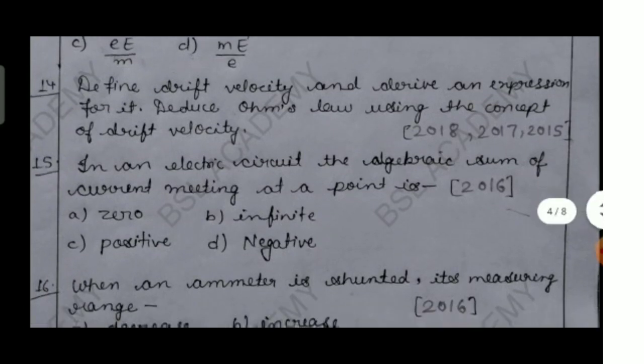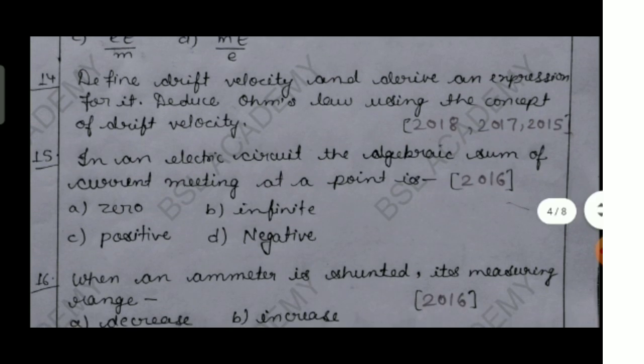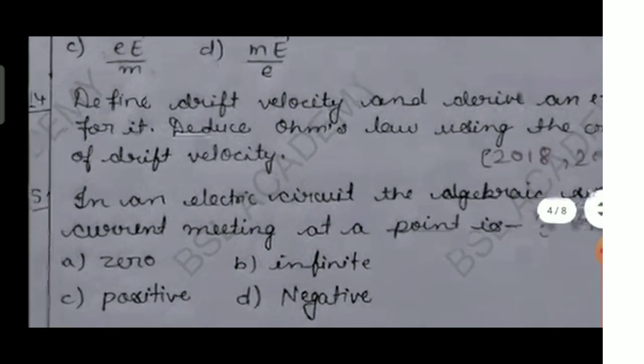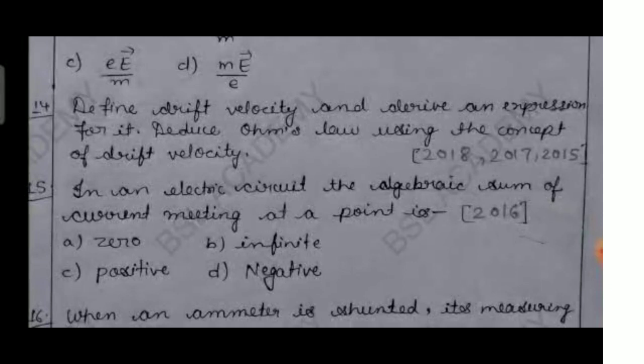Now question number 14. Define drift velocity and derive an expression for it. Deduce Ohm's law using the concept of drift velocity. 2018, 17 as well as 2015. So this one is very important. This one you can say star marks question.